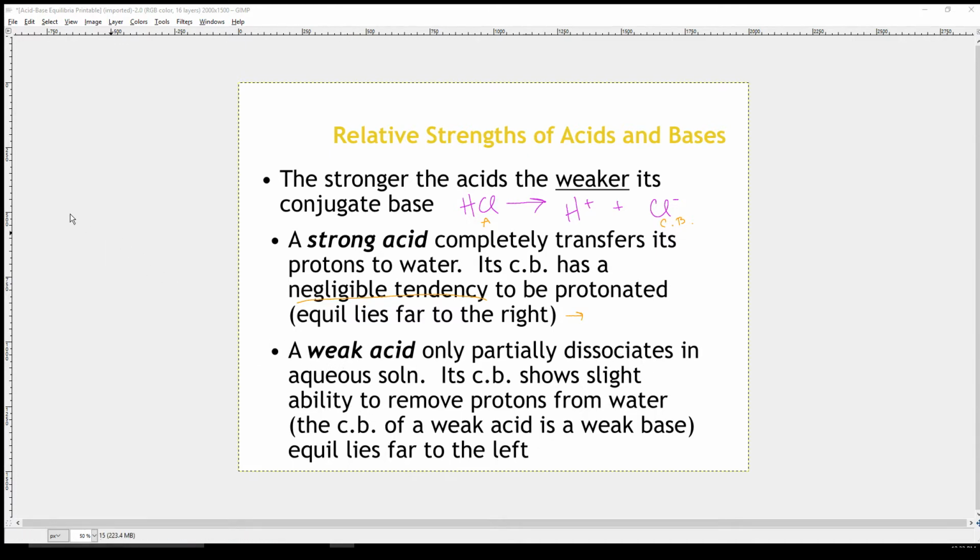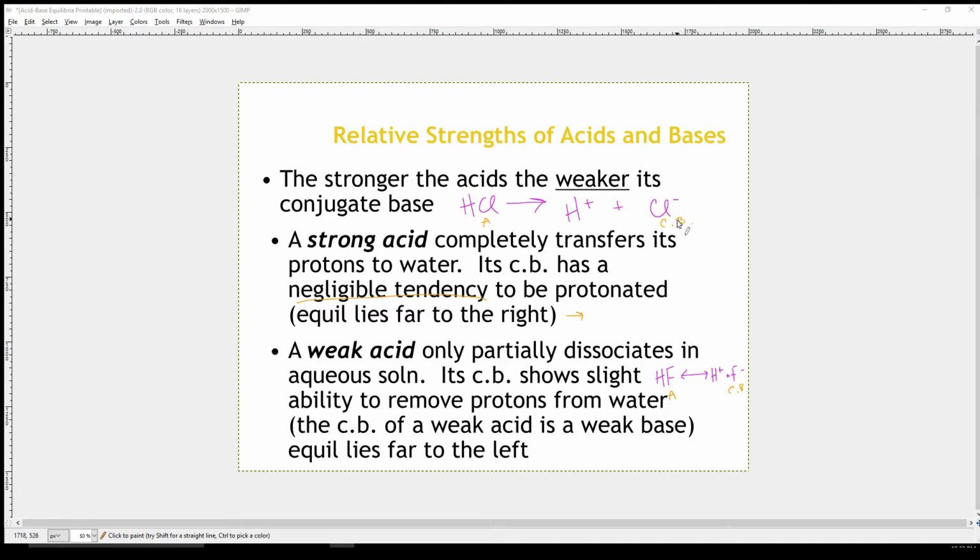A weak acid, however, only partially dissociates in an aqueous solution. So like, what's a weak acid? HF. We'll have hydrogen and our fluoride ion. So if we link up our conjugates with each other, here we have an acid, and here we have its conjugate base. And in this situation, since the acid was weak, its conjugate base is also weak.